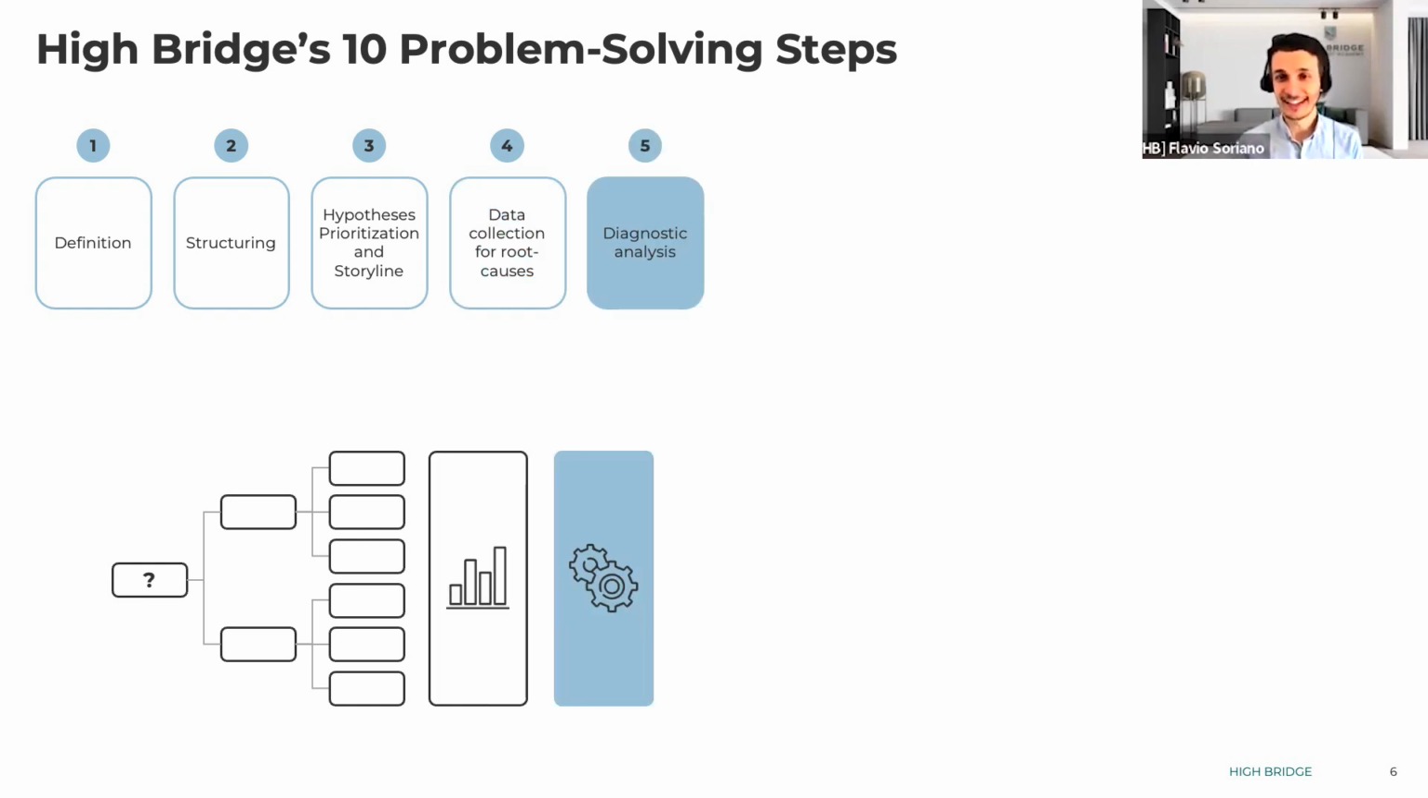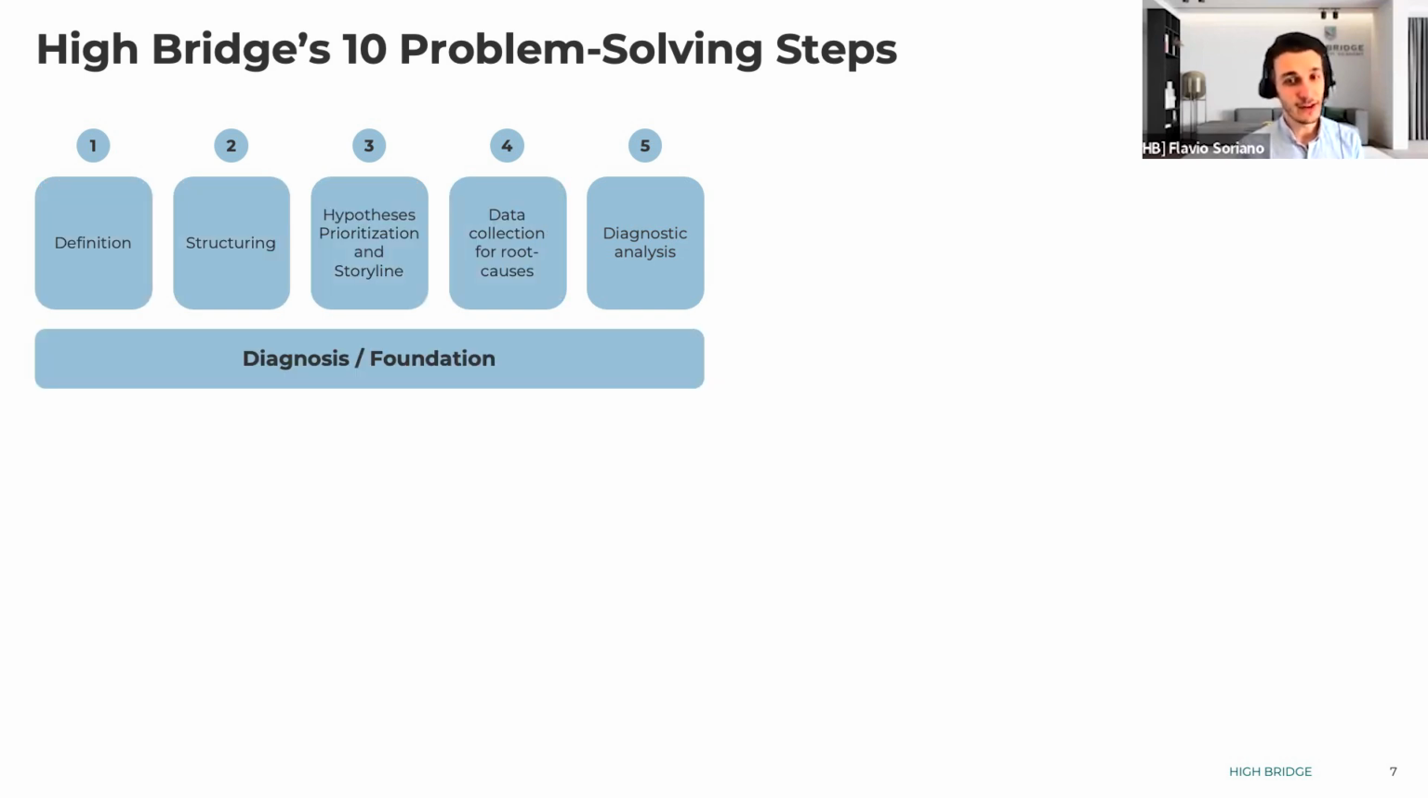Five, diagnostic analysis, right? So essentially we have the data, let's do the tests and confirm or not the hypothesis we had. These first 5 steps are focused on the diagnosis, or also it's called the foundation of a project, okay?